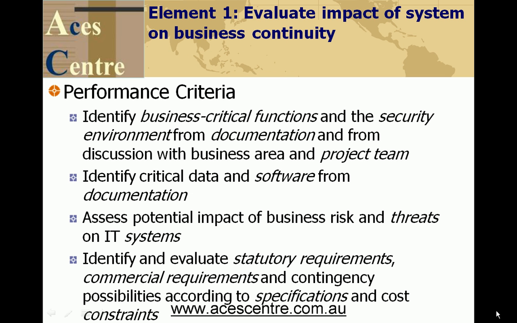Element 1. Evaluate impact of system on business continuity. This will address the following performance criteria. Identify business critical functions and the security environment from documentation and from discussion with business area and project team. Identify critical data and software from documentation. Assess potential impact of business risk and threats on IT systems. Identify and evaluate statutory requirements, commercial requirements, and contingency possibilities according to specifications and cost restraints.